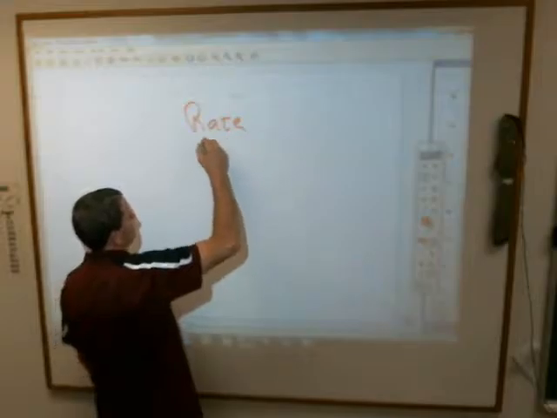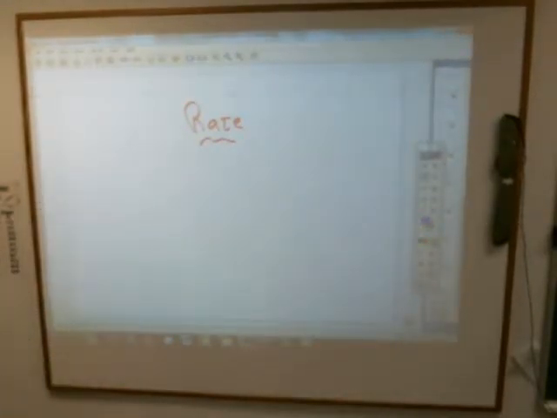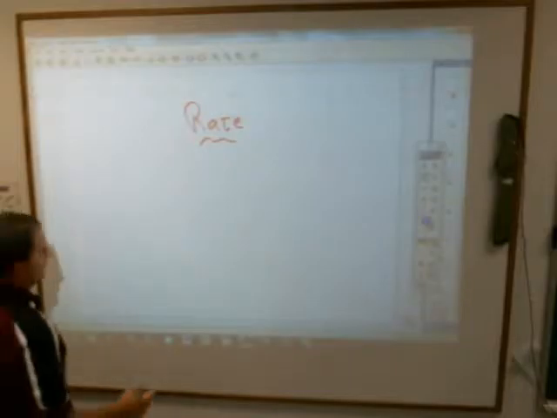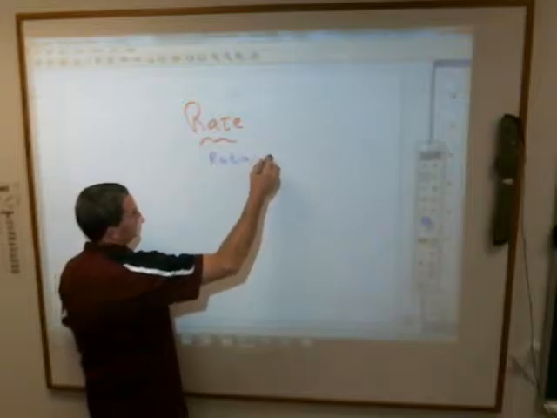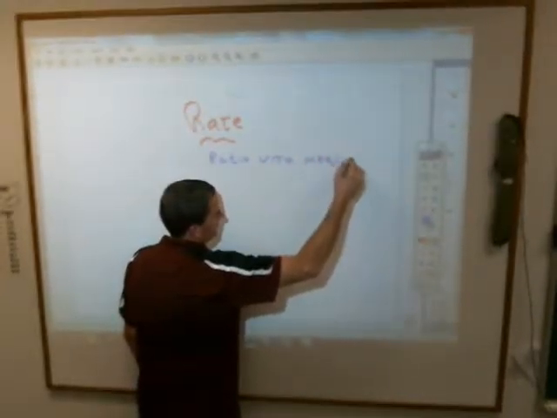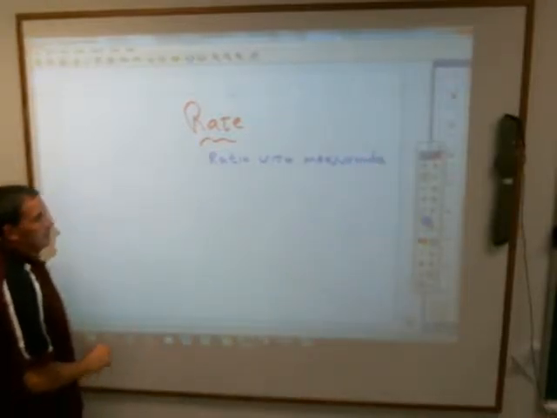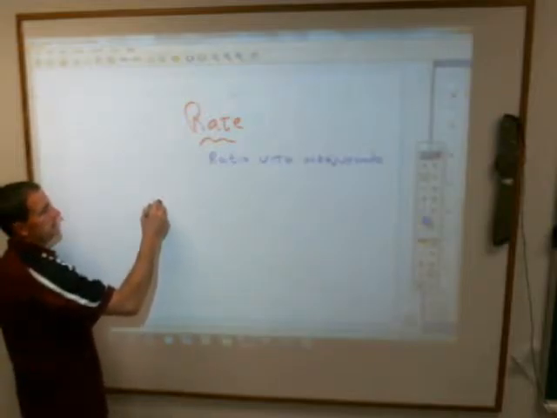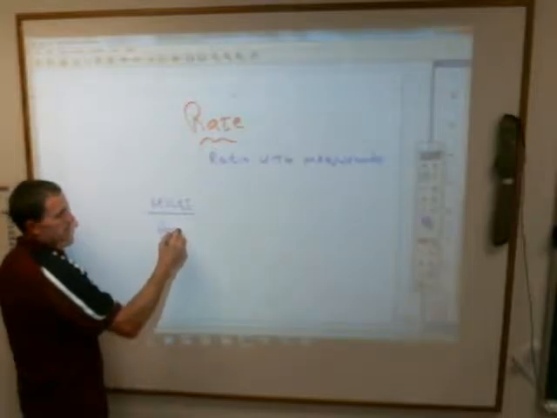Rate. When you talk about rate, it really is a special type of ratio. It is a ratio that compares measures, a ratio with different measures or measurements. Many of these you're familiar with. A rate would be like the speed of a car, which is in so many miles per hour.